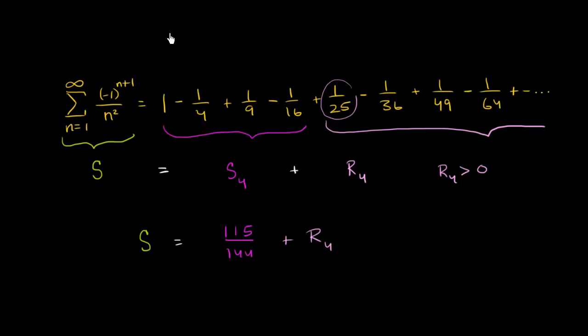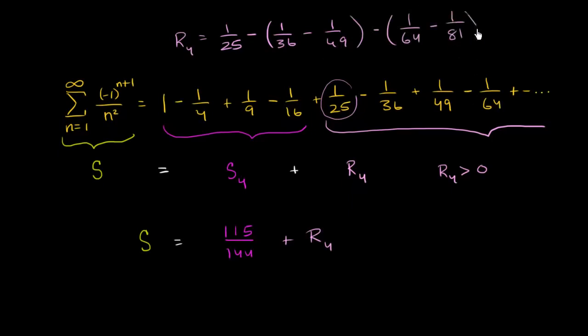So I'll do that same pink color. Our remainder, when we take the partial sum of the first 4 terms, is 1 over 25. And the way I'm going to write it, instead of writing minus 1 over 36, I'm going to put parentheses around the second and third terms. So this is going to be 1 over 36 minus 1 over 49. And then we're going to have minus 1 over 64 minus, actually the next term is going to be 1 over 9 squared, 1 over 81. And then minus, and we keep going like that, on and on and on, forever.